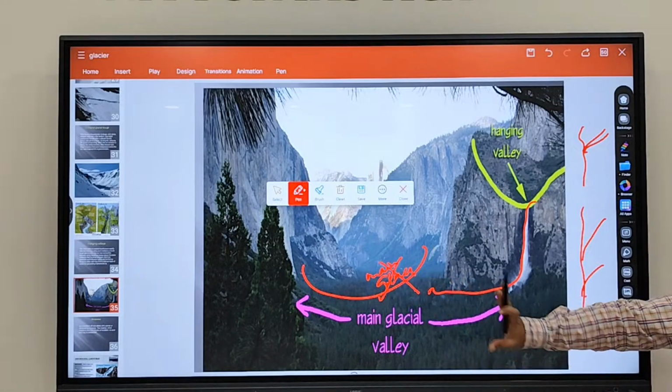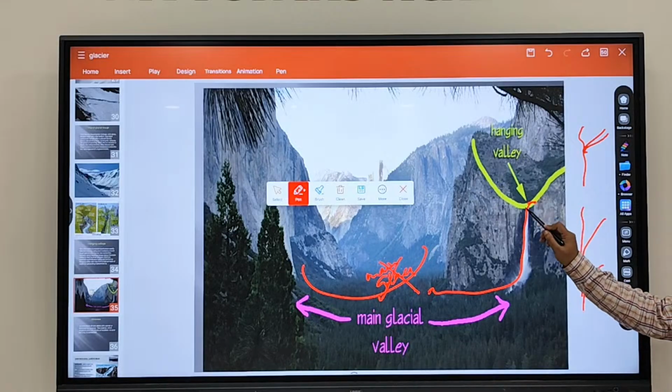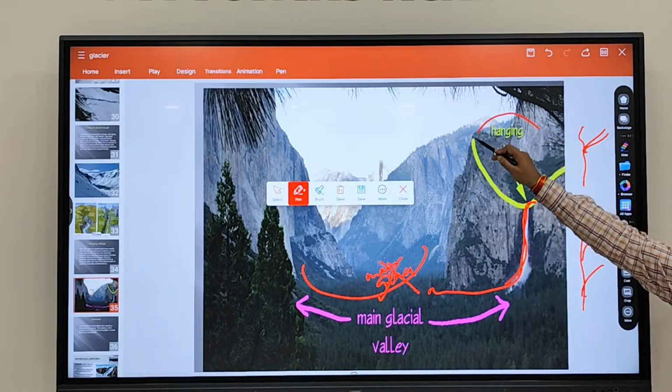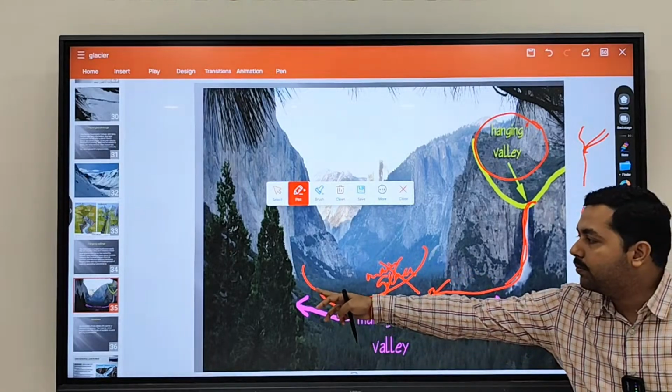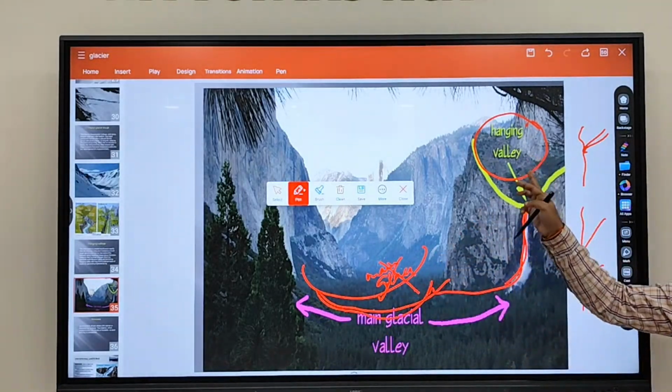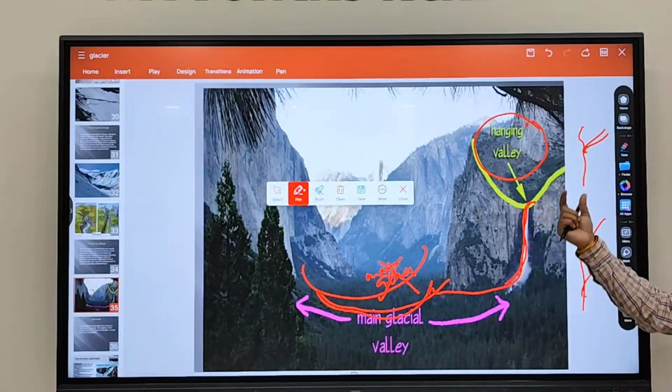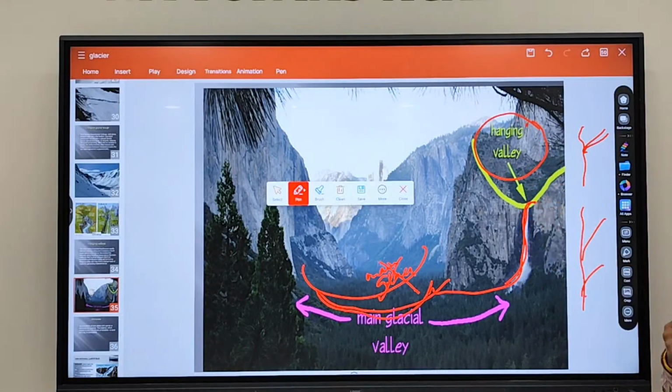When the main glacier melts, but the tributary does not melt, then it is called a hanging valley. Clear? Here something is hanging from the top. What is hanging? The ice is hanging from the top, which was earlier joining the main valley, but now the main valley has melted. So only the upper one is left. That is why it is called a hanging valley. Fine.